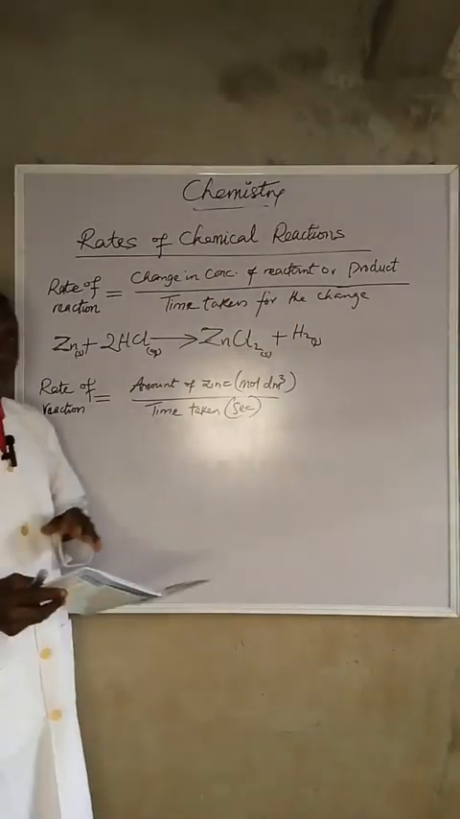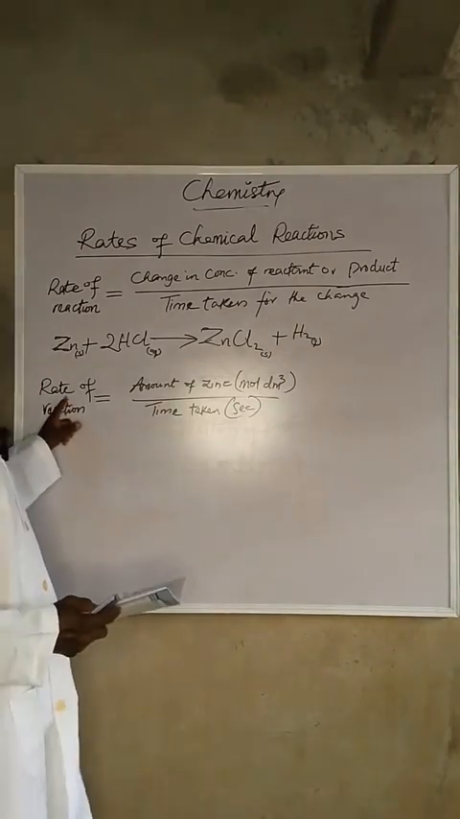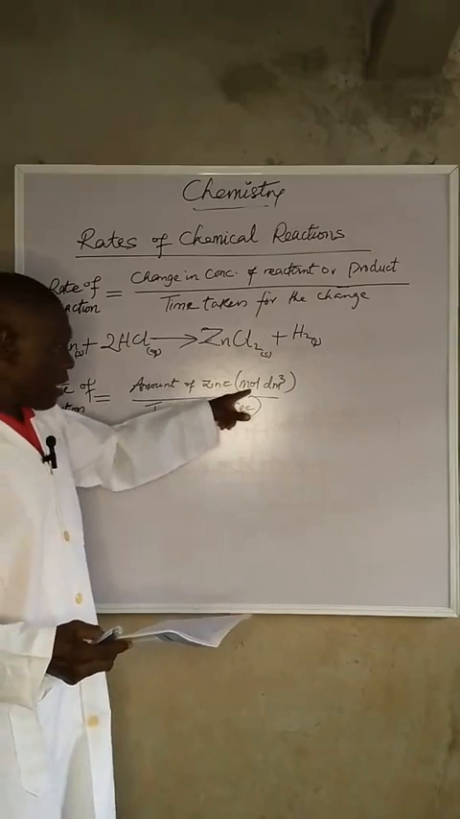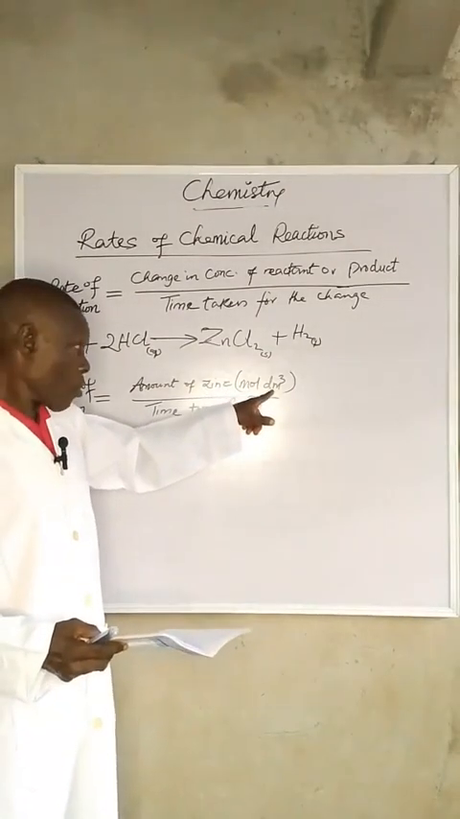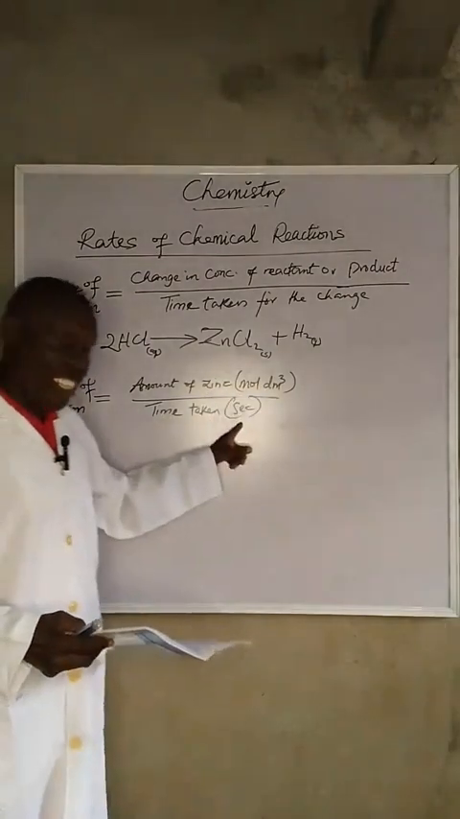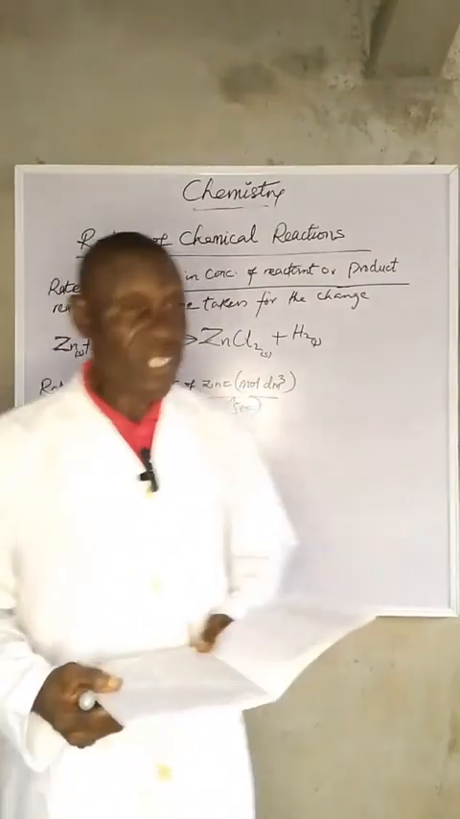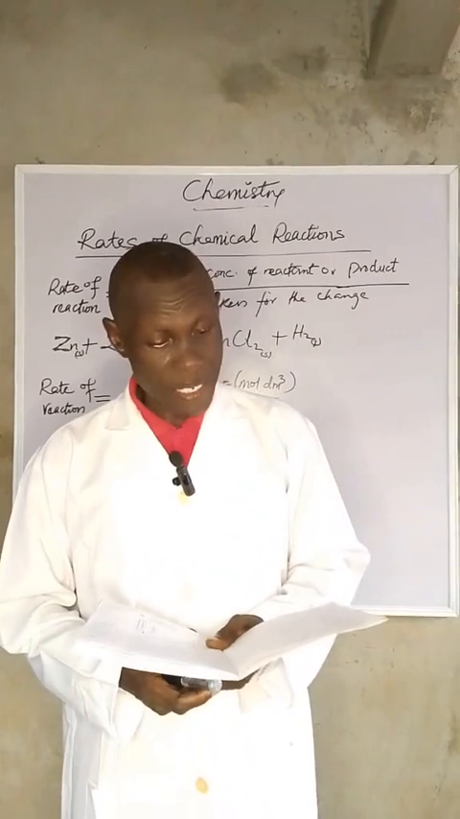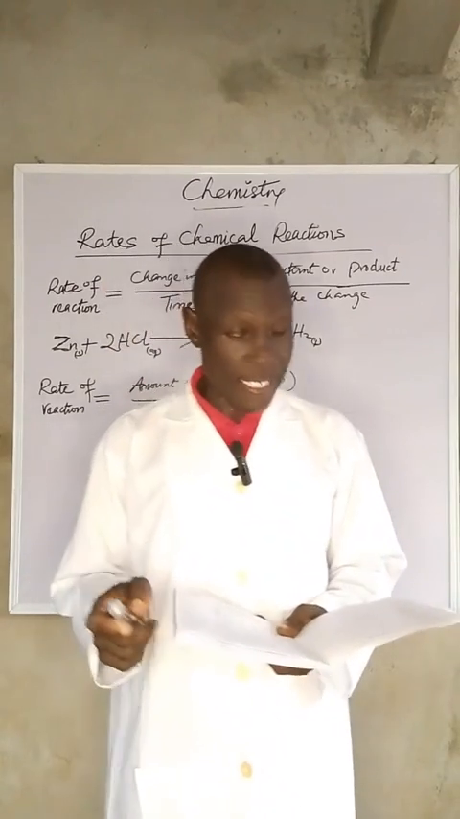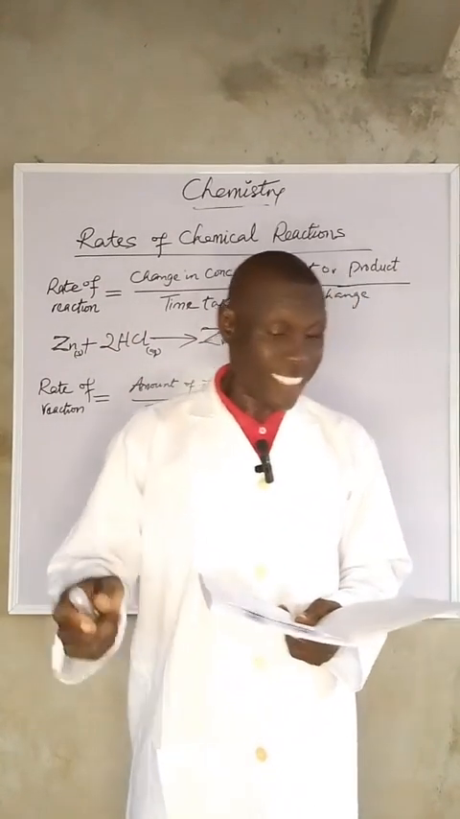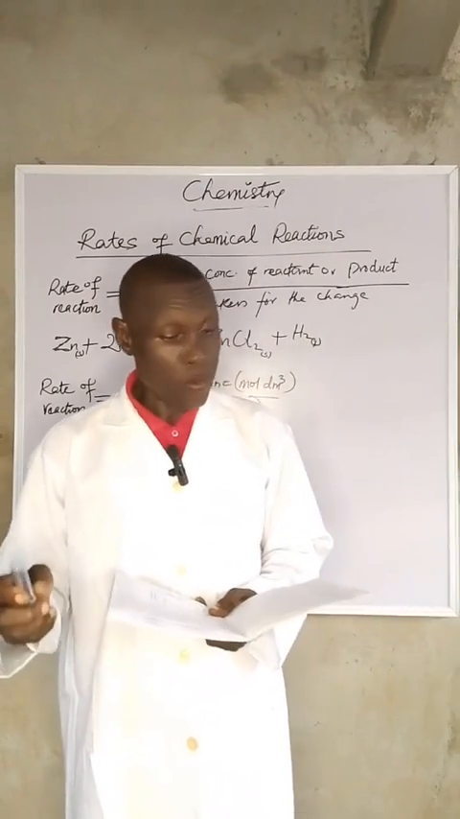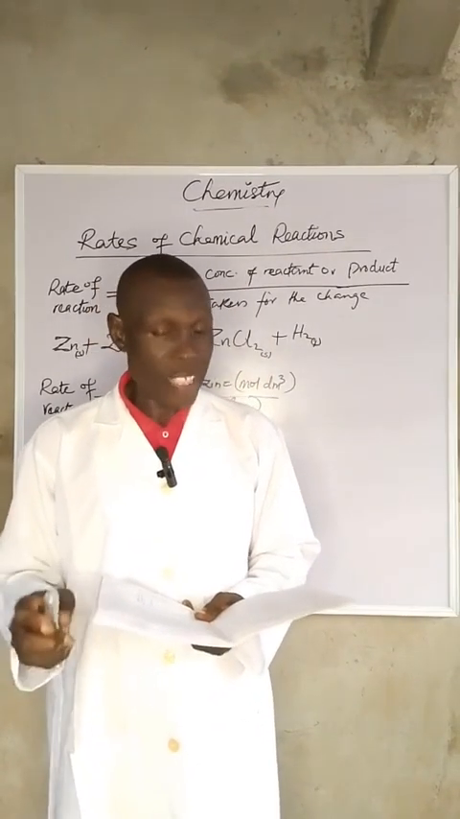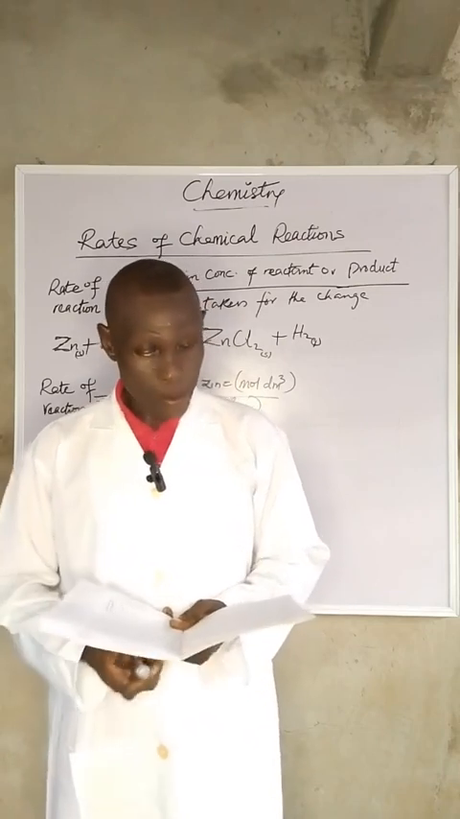If you have seen the three parameters we have just used, it means that the rate of reaction will be what? Amount of zinc in moles per dm cube all over time taken in seconds. So therefore, the rate of reaction is defined as the speed at which reactants are used up, or the speed at which products are formed in a given reaction.